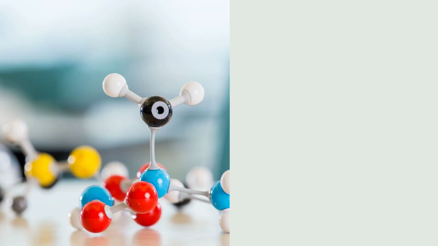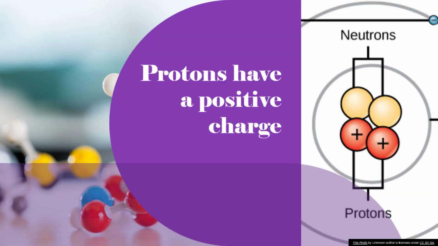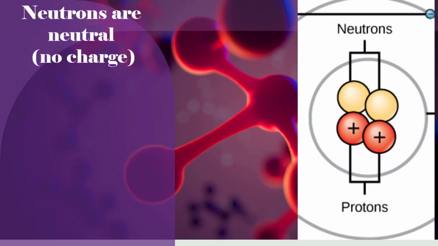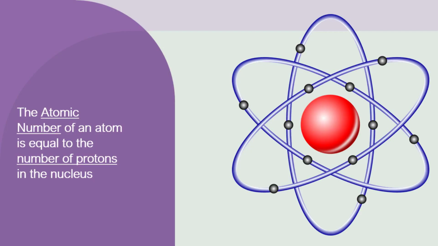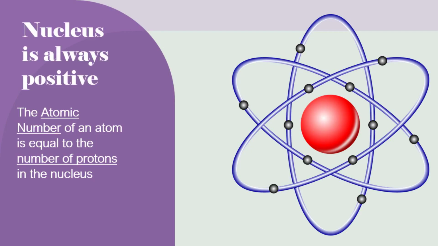Remember, protons have a positive charge. Neutrons are neutral and have no charge. The nucleus is always positive. The atomic number of an atom is equal to the number of protons in the nucleus.